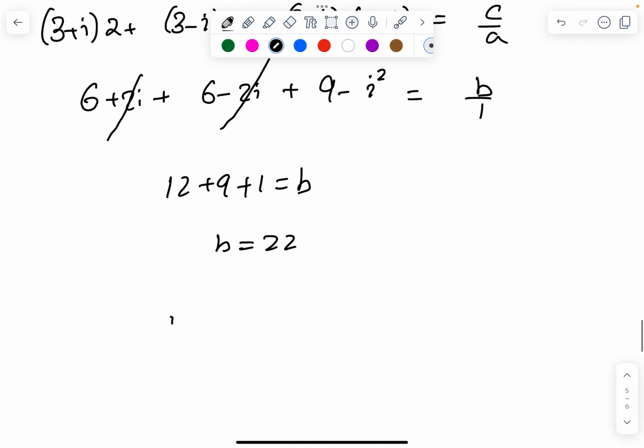So the final answer is A equals negative 8, B equals 22 and C equals negative 20. So that completes the video for today.